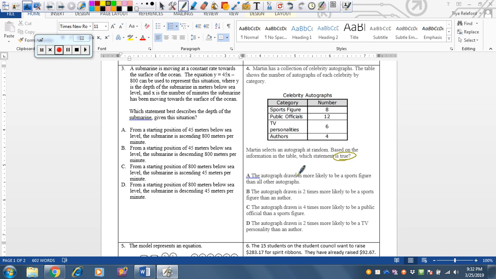A says the autograph drawn is more likely to be a sports figure. What's the number for sports figure? 8. Then all the other autographs. Is that true? Is 8 more than all the others? So A is not true. You're going to have to go through and write the number for the answer choices.